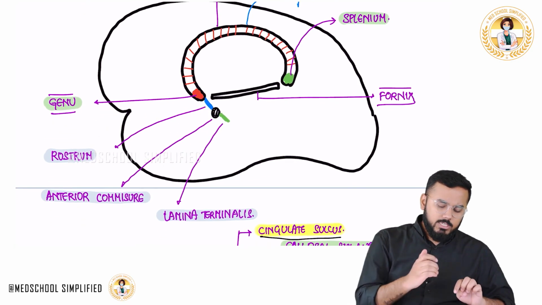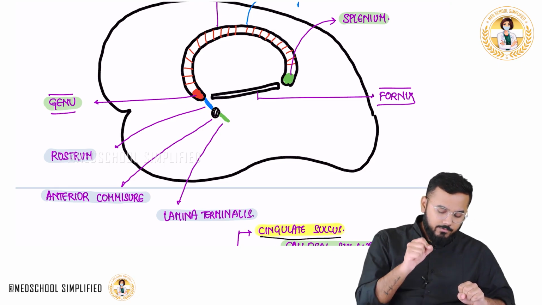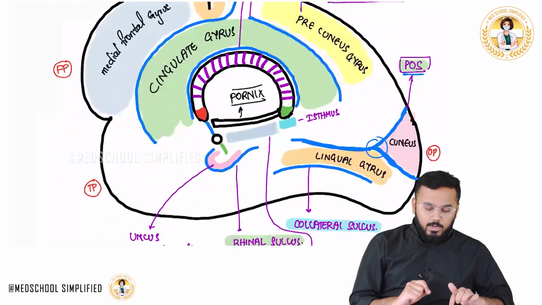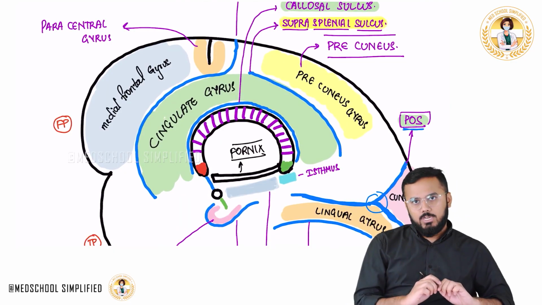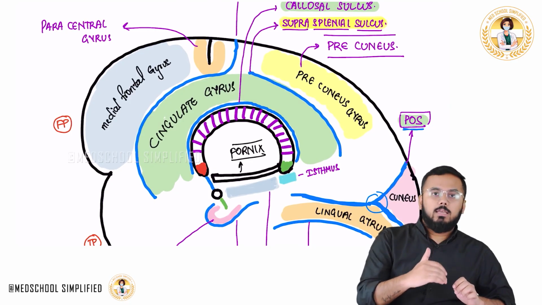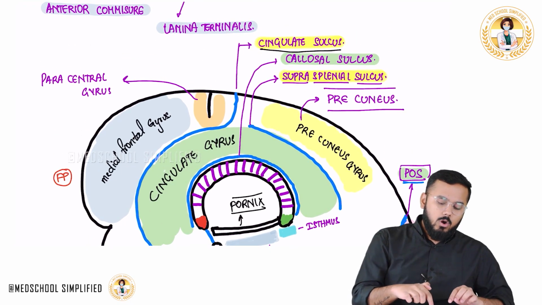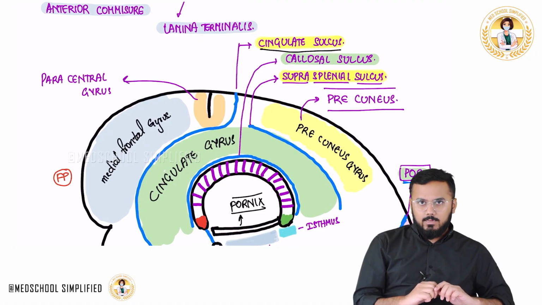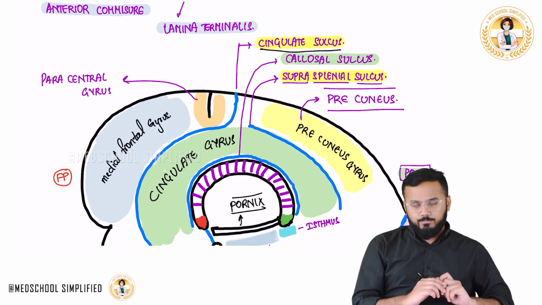Okay. Now, just beneath the red color part, I have got a blue color structure called as rostrum. After that, I have got anterior commissure and then lamina terminalis. Okay. Now, here, surrounding the corpus callosum, the sulcus which I have is, this is called as callosal sulcus. Okay. Next, surrounding this callosal sulcus, I have got two more sulci. One sulcus is called as the cingulate sulcus. Another one is called as a suprasplenial sulcus. Why are you calling it a suprasplenial? Because it is present above the splenium.